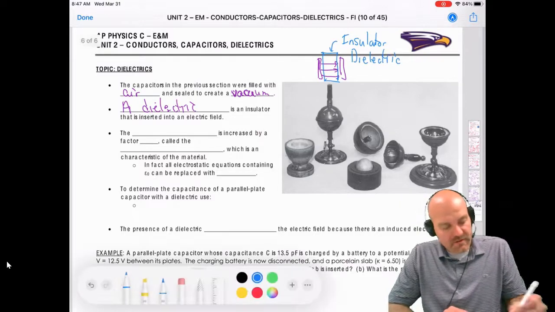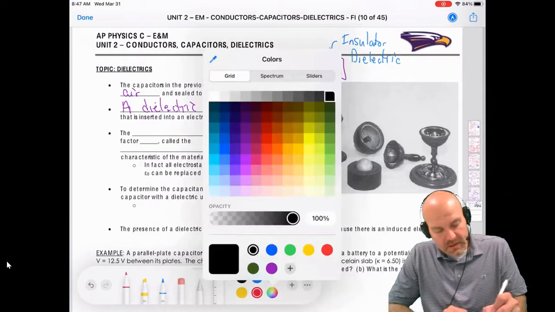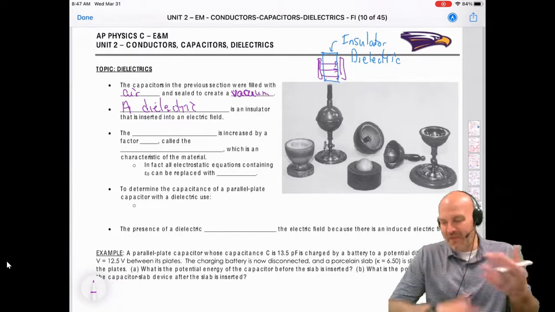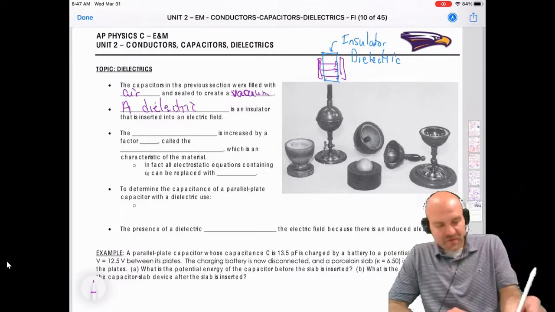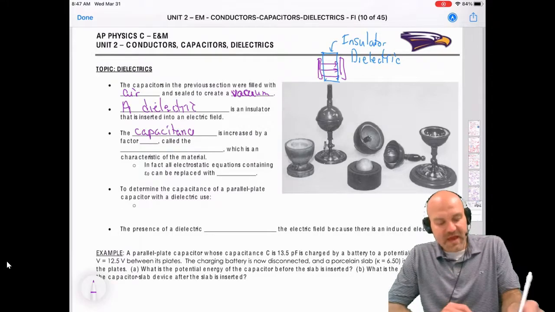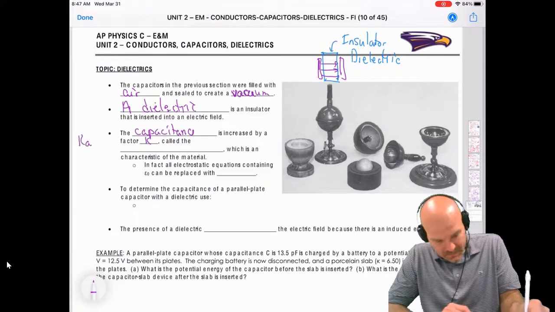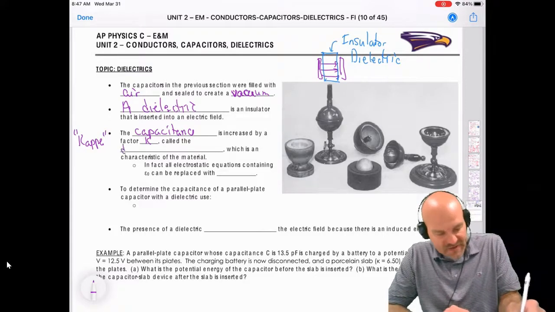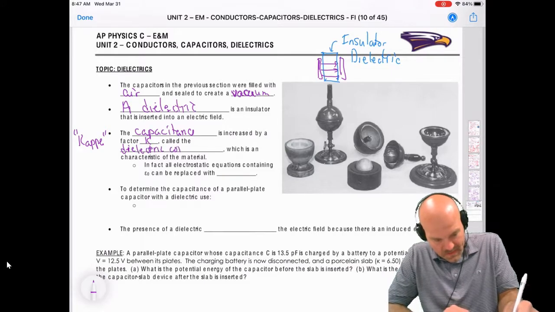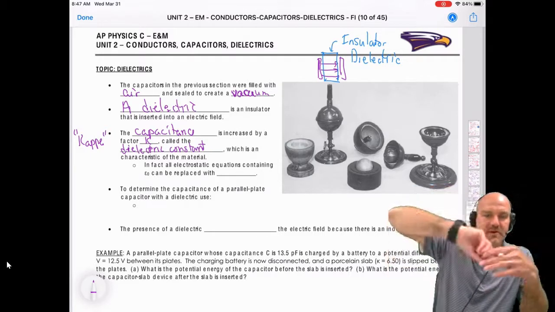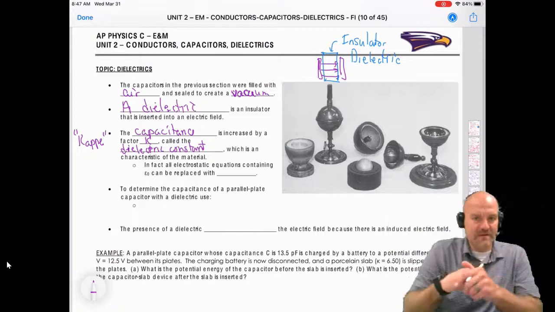The equations will tend to stay the same. We're just going to add one extra factor to it. The capacitance is increased by a factor that we call kappa. It's lowercase kappa, and this is called the dielectric constant. We're inserting this material, and because of that material, we increase the capacitance.